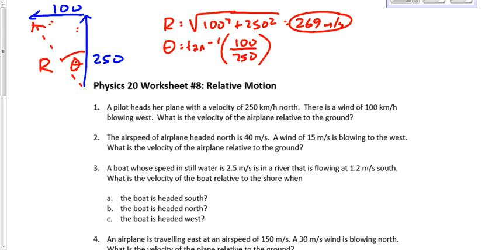If you look at your data here, this is 3 digits, this is 3 digits. Final answer should be 3 digits, right? 21.8. And how would we express that? 21.8 degrees, what of what?